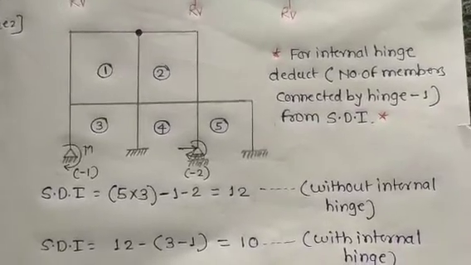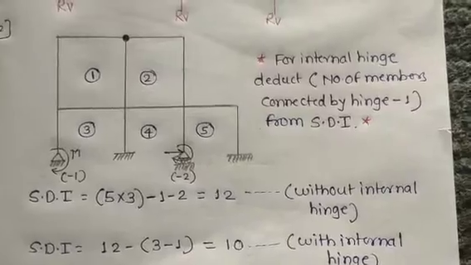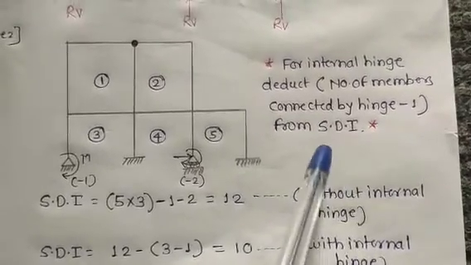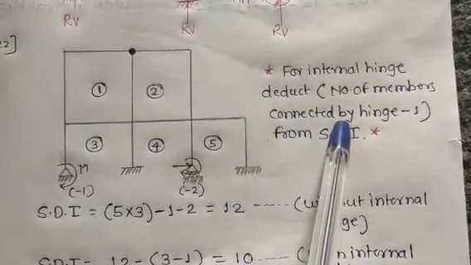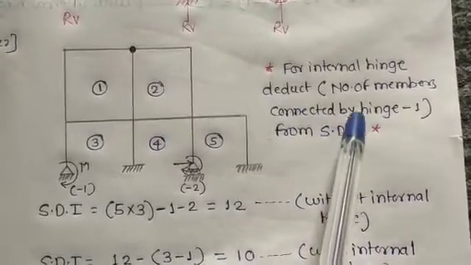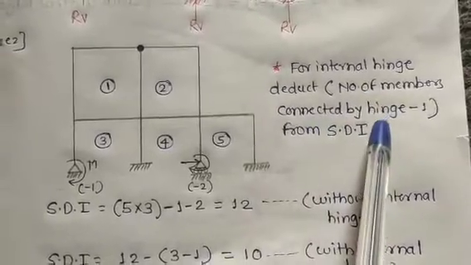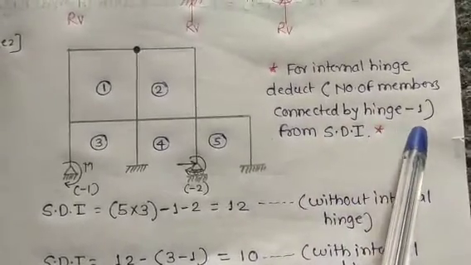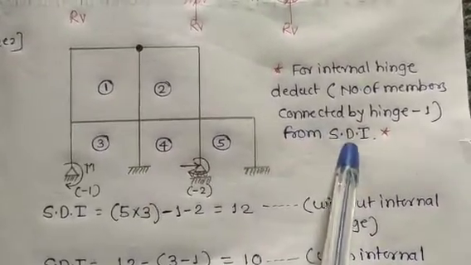Then second, we can calculate the static degree of indeterminacy with internal hinge. For this internal hinge we have to deduct a particular value, and that value is calculated as the number of members connected by the particular hinge minus 1, from the calculated static degree of indeterminacy.